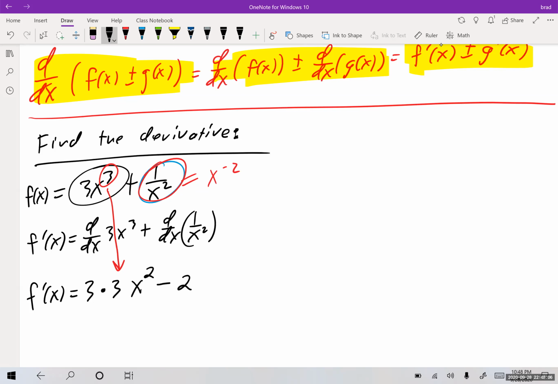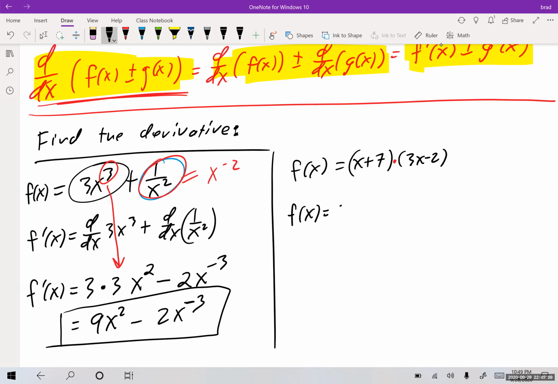But I do know how to FOIL, so I could FOIL this out and turn it into an addition or subtraction problem. So this would be 3x squared plus 21x minus 2x minus 14. So again, I haven't done any calculus yet. I'm just rewriting this problem, and you will find that algebra is your friend in calculus. Okay, we're going to do a lot more than just algebra, but if you're good at your algebra, it will help you greatly in calculus.